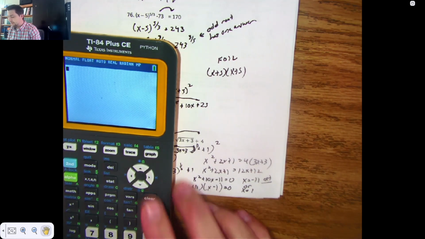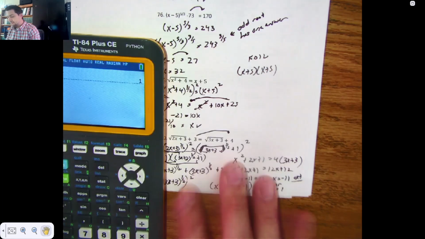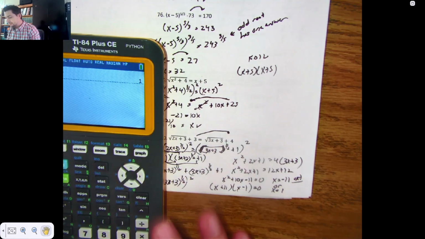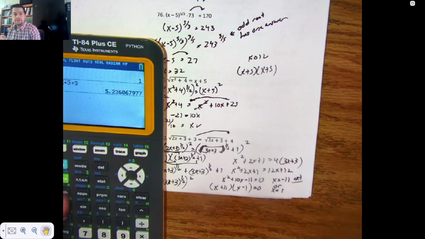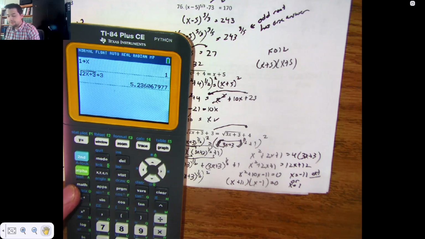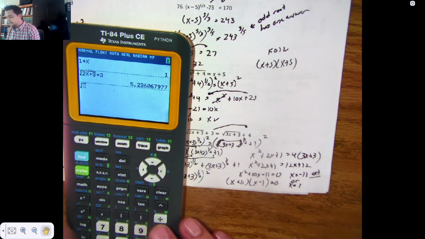All right, let's try this again. Take a 1, store it to x. The left-hand side generates this funky-looking number 5.236. Type in the right-hand side, root 3x plus 3, and then plus a 4. They don't match, do they? Isn't that crazy? All that math, they don't match.